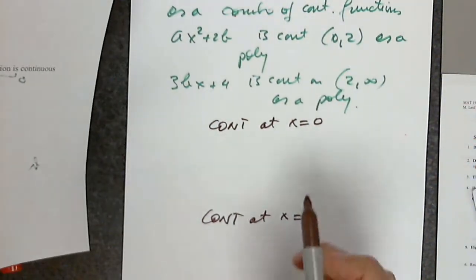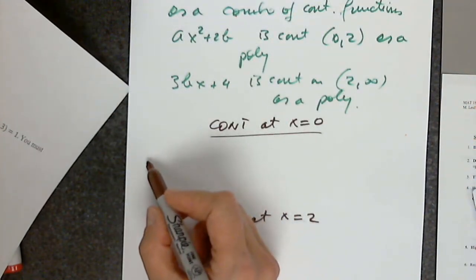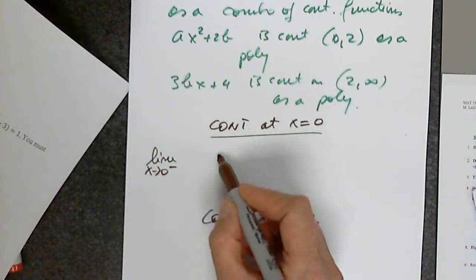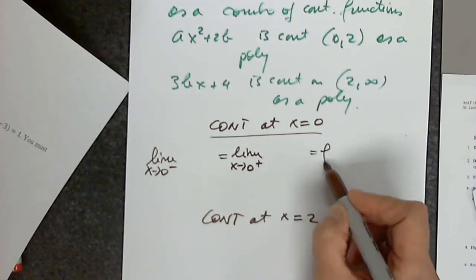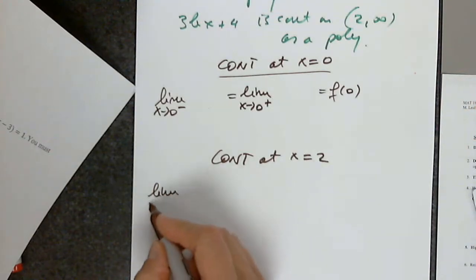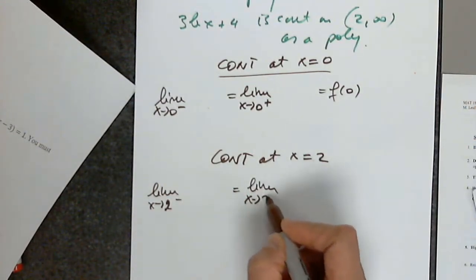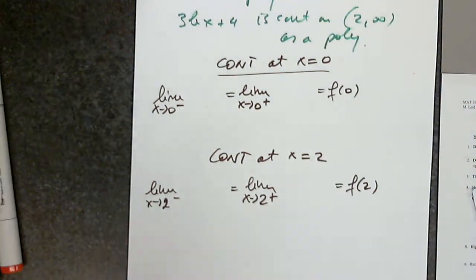What has to happen for continuity at 0? Limit as x approaches 0 from the left must equal the limit as x approaches 0 from the right must equal f of 0. Limit as x approaches 2 from the left must equal the limit as x approaches 2 from the right must equal f of 2. So now let's identify.